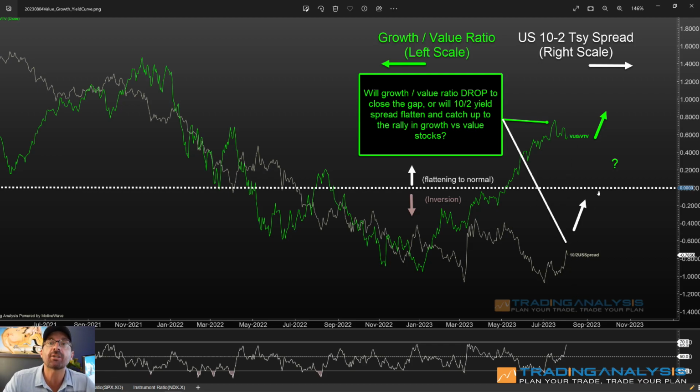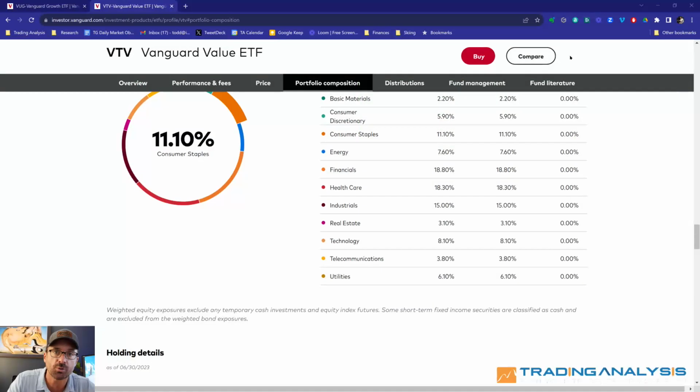Will the yield curve catch up and go to a normal shape, which is indicative of an economic recovery, and that would allow growth to continue to go up? Or is value going to continue to rotate in, and growth come down, and we are still in a risk-averse situation here?